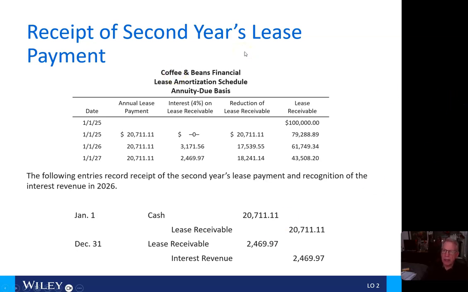So the receipt of the second year's payment now, we're going to be using this lease amortization schedule here again. And we're going to receive cash on January 1 for $20,711.11 and credit lease receivable to reduce it by that same amount. On December 31, our lease receivable is going to increase here, and we will credit interest revenue for that $2,469.97.